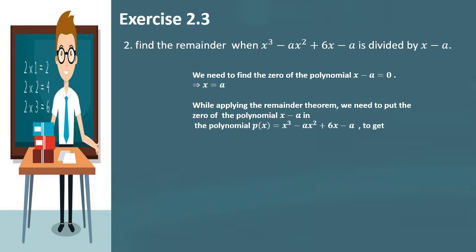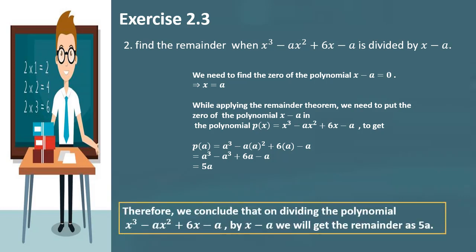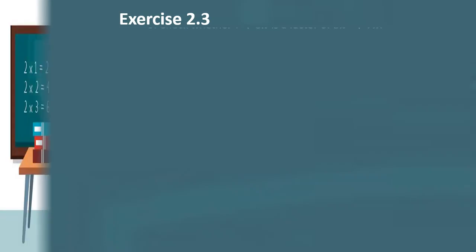Substituting x equal to a in p of x, we get p of a equal to a cube minus a (a square) plus 6 into a minus a, that is a cube minus a cube plus 6a minus a. Therefore, this is equal to 5a. Now we conclude that on dividing the polynomial p of x by x minus a, the remainder becomes equal to 5a. Now proceed to the next question.